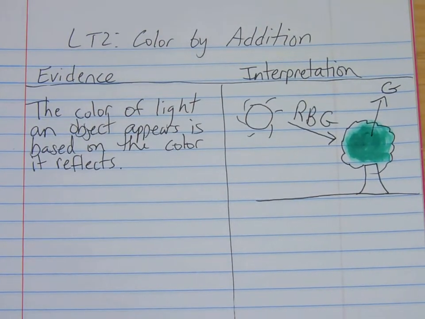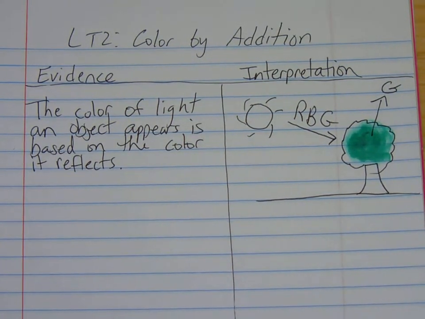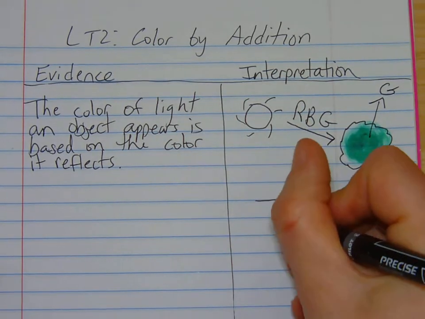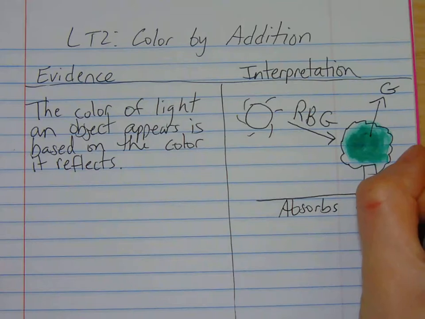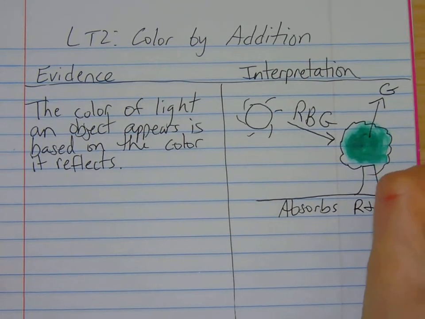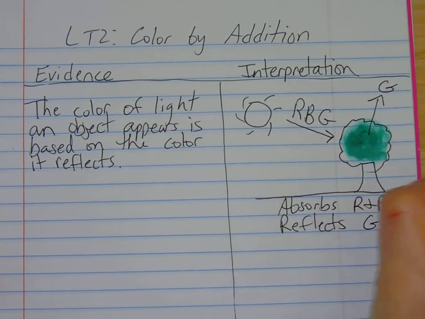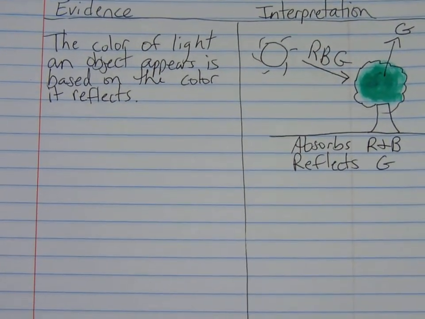Depending on the pigments and dyes and all those things in objects, that determines what sticks in the object. What sticks in the object we don't see. What reflects off we do see. That's a really important rule. So this absorbs red and blue, reflects green. Okay, so absorbs red and blue, reflects green.